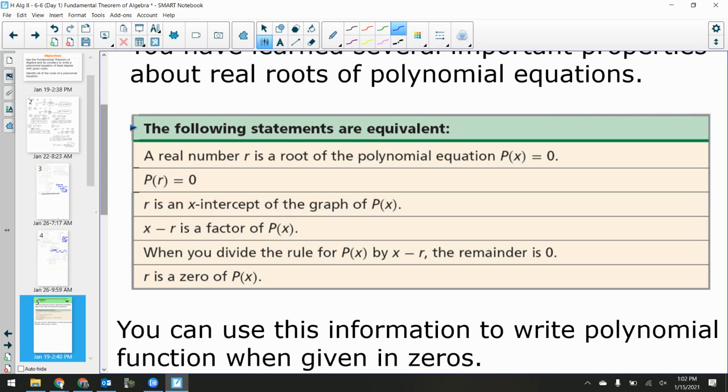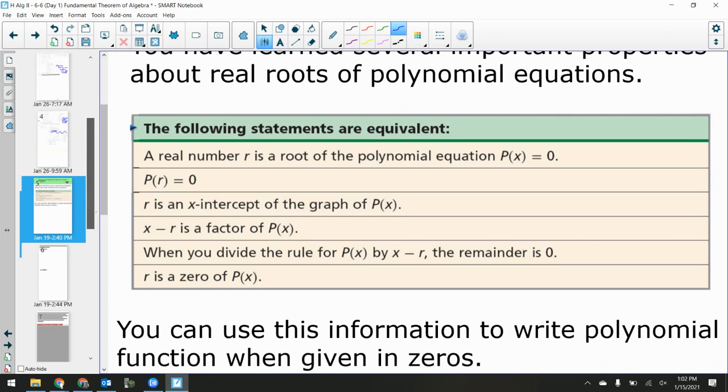So, and obviously also r is a 0, right? r is a 0, r is an x-intercept, r is a root, whatever you want to call it. All of those things are equivalent statements. That's really kind of what we've learned. Now, we can use this information to actually work ourselves backwards.